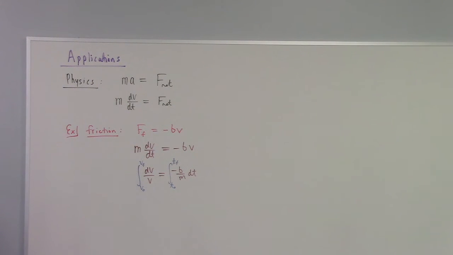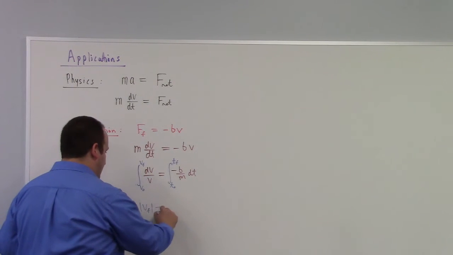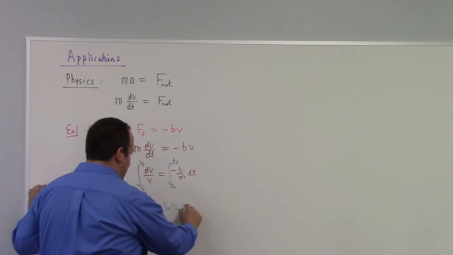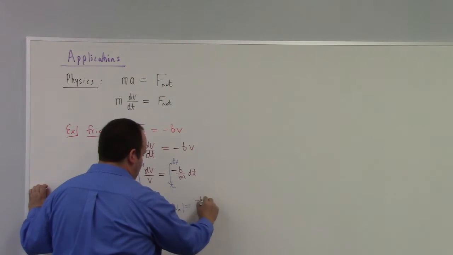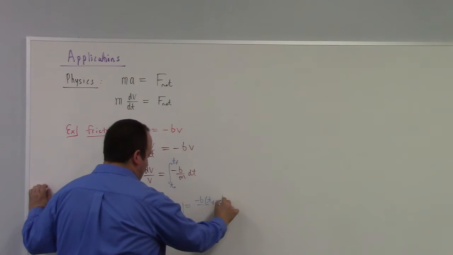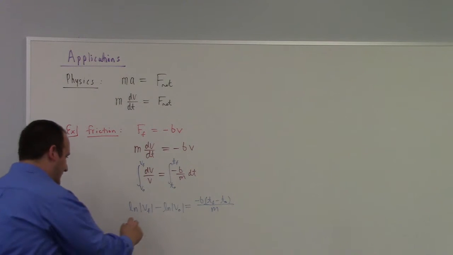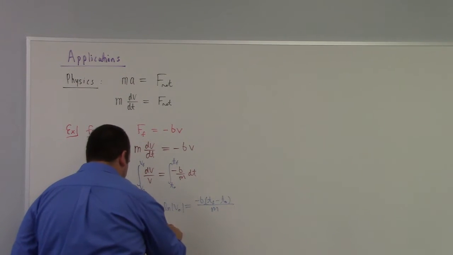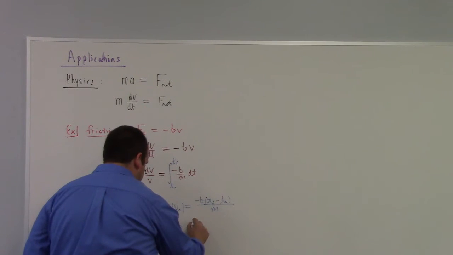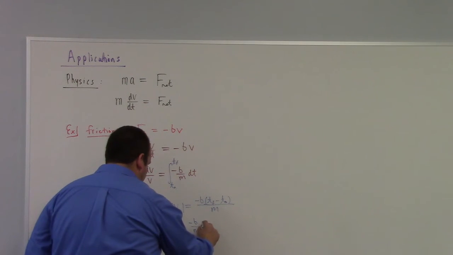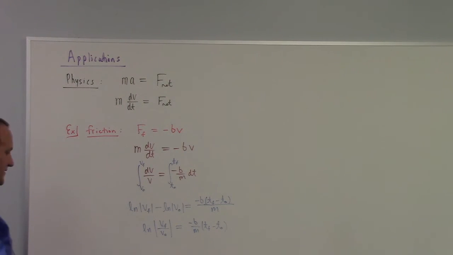And so what's that give us? It gives us the natural log of the absolute value of the final velocity minus the natural log of the absolute value of the initial velocity is equal to minus b (tf minus t naught) over m. Or if you like, that's the log of the quotient of the final velocity to the initial velocity, right? Times the change in time. And then we can solve for vf, right?